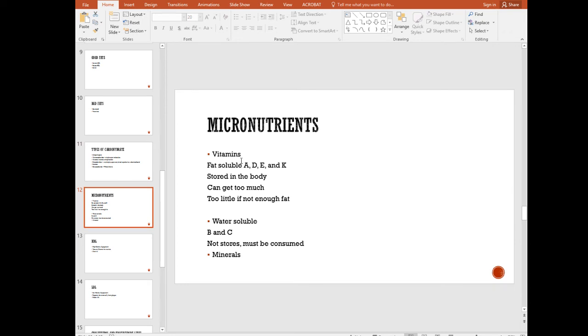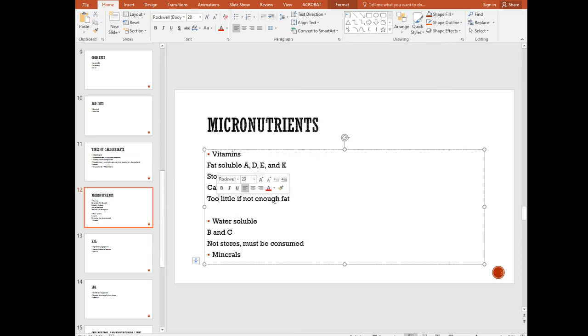Micronutrients. So these are our vitamins and minerals. So we have fat soluble vitamins like A, D, E, and K. That's why we do want to take the healthy fats in. They're stored in the body. You can't get too much. That's debatable. So this is coming from your book. You can get too much. A lot of research is being shown here on getting too much vitamin E.